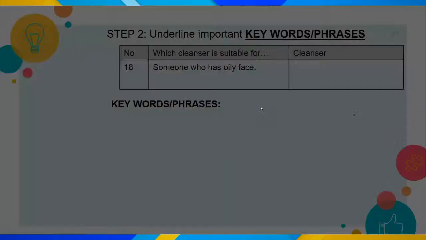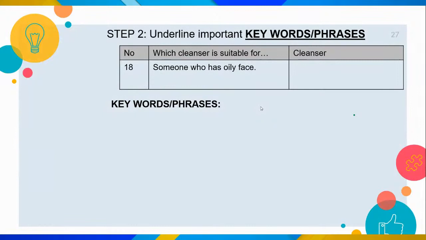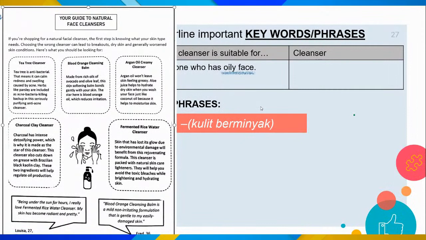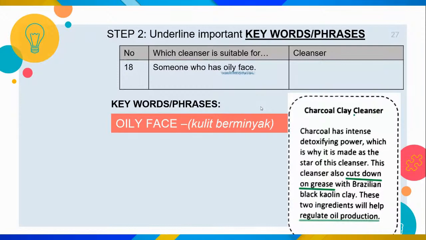Let's go on to number 18. Underline important keywords and phrases for number 18. Which one are the keywords or phrases? This one is easy. The key phrase is oily face. Oily face is kulit berminyak. So this is easy. There's the word oil in the text. Can you find the word oil in the text? Quick. It cuts down on grease and regulates oil production. So the answer would be charcoal clay cleanser.